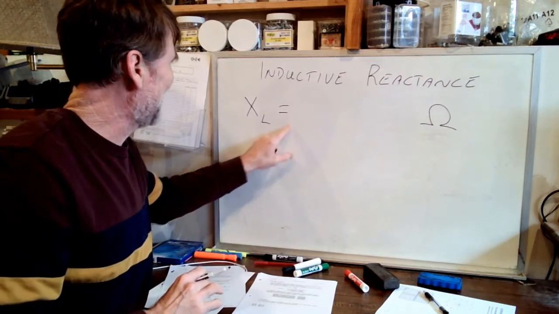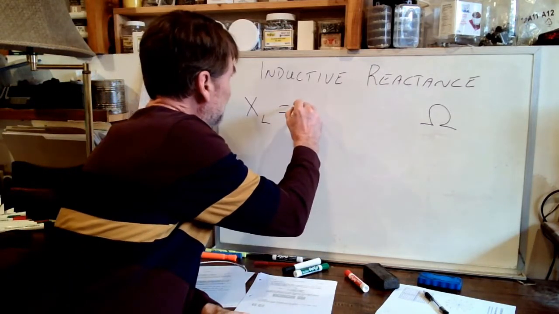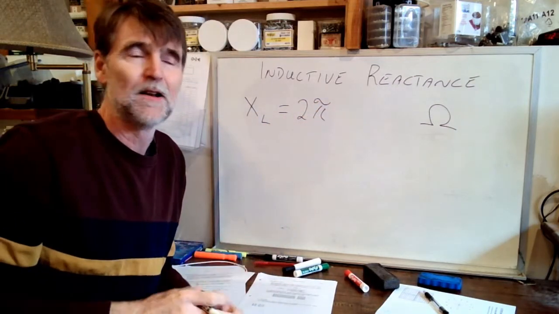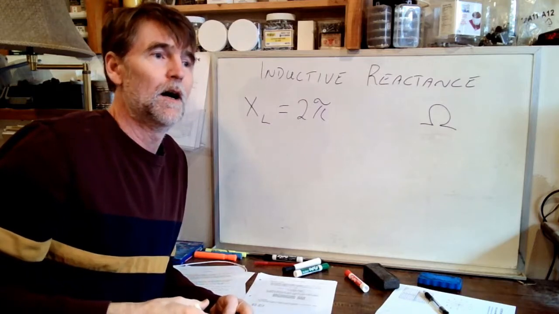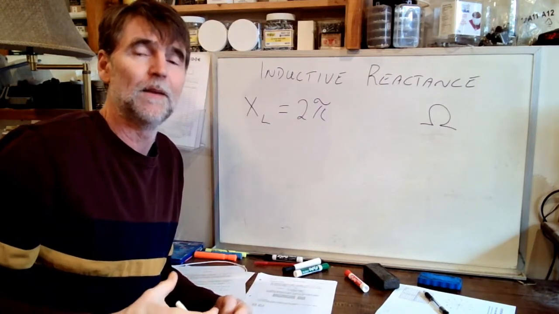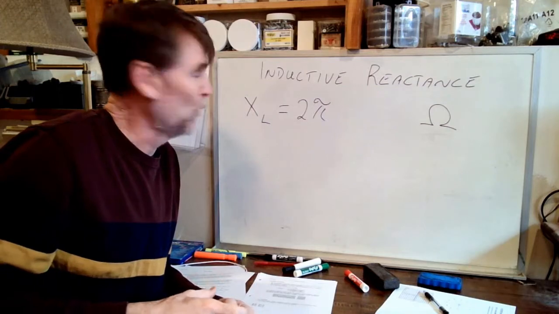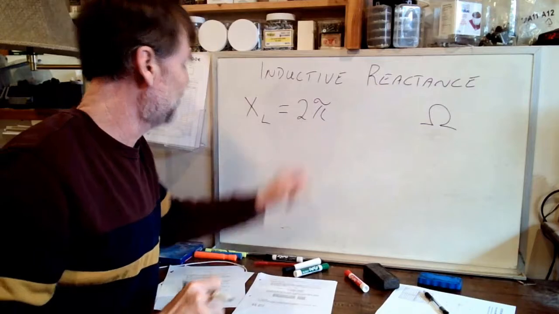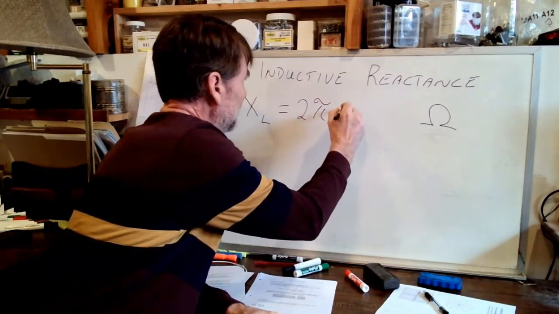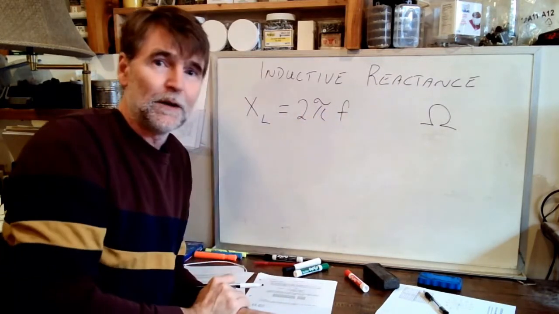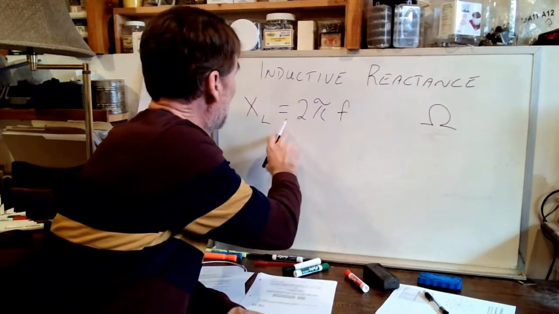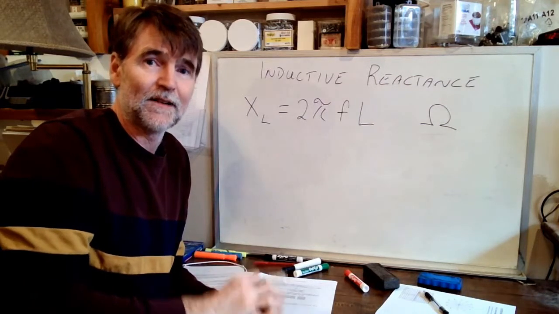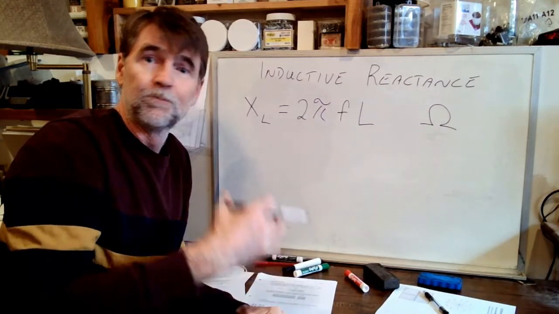So inductive reactance is calculated by, first of all, 2 pi. We're not going to worry too much about that. It's kind of like a constant. It's a recognition that we are talking about a sine wave, which is circular. We're not going to think much harder about it. But it's 2 pi, and the next variable here is f, which is frequency. And then finally, multiply by L. So what is the inductance of the coil?